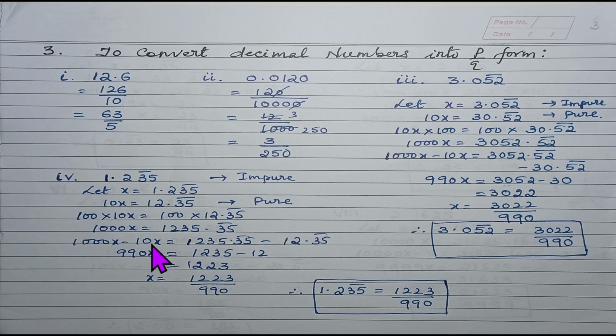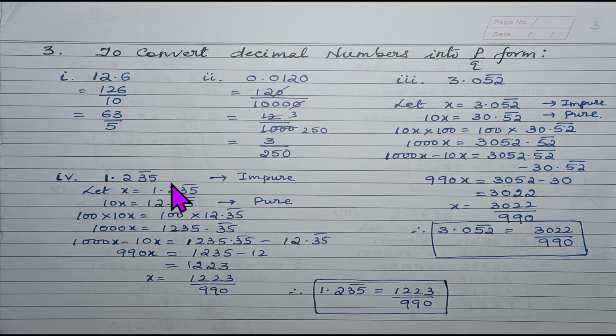1000x minus 10x, and that is equal to 990x, and 0.35 bar gets cancelled, and 1235 minus 12 becomes 1223. Therefore x is equal to 1223 divided by 990, and therefore 1.235 bar is equal to 1223 divided by 990. A very simple method. You have to just practice it, understand it, and apply it.